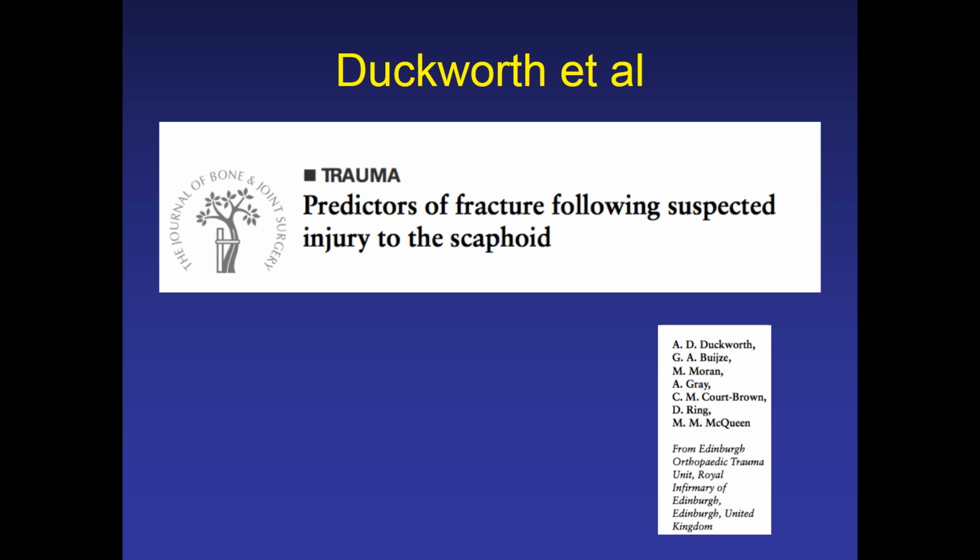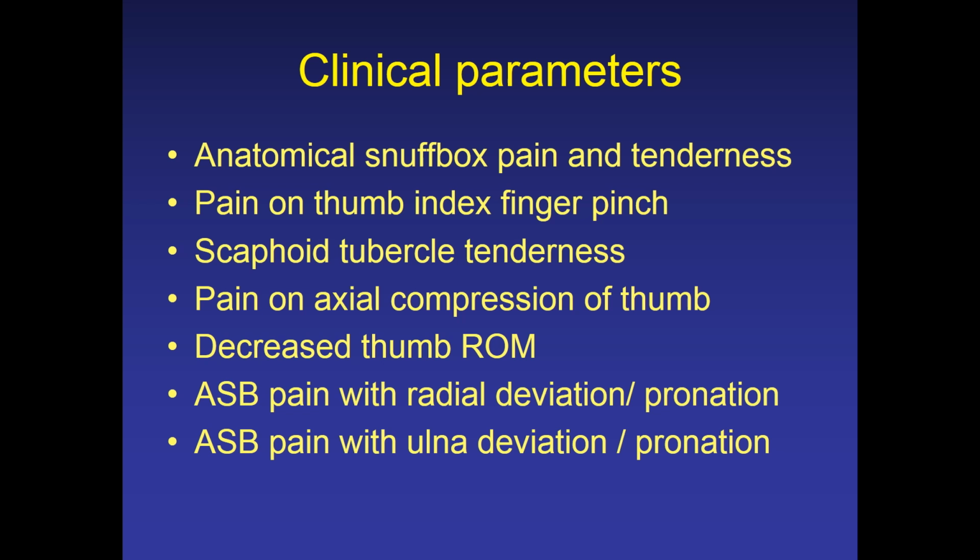So Duckworth looked at this problem of how we diagnose these fractures, and he looked at a couple of clinical parameters to try and see what is the most sensitive. Basically, the pain in the anatomical snuff box, pain on thumb to index finger pinch, tenderness on the scaphoid tubercle, pain with axial compression of the thumb, decreased range of motion of the thumb, and then he also looked at pain in different positions of the wrist in the anatomical snuff box.